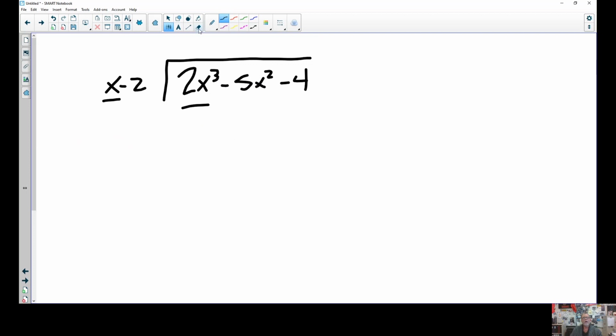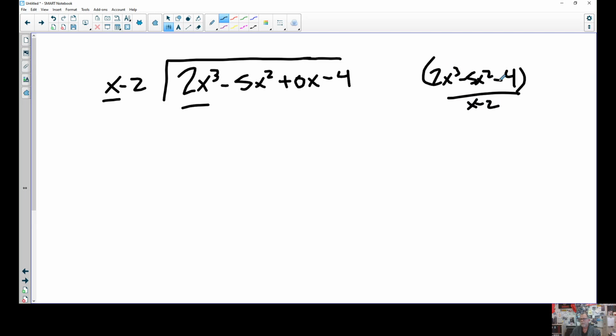Now, there's one thing here. I'm going to change this right off the bat. This was 5x squared minus 4, but I told you before, when I don't have an x, I'm going to put in plus 0x, then minus 4. That's if we were given this problem as, say, 2x cubed minus 5x squared minus 4 divided by x minus 2. I see that there's a missing x. I'm going to put it in here. I just want it as a placeholder, and you'll see why in a minute. So when you see that missing term, just throw a 0 in front of the appropriate x.